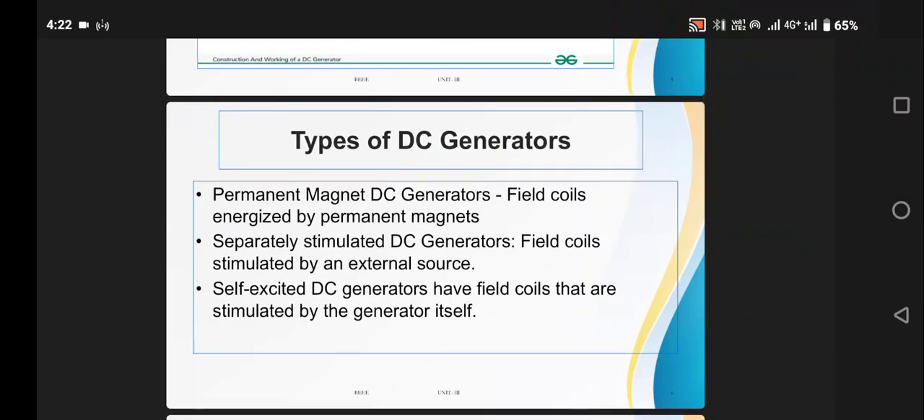There are varieties of DC generators available. If permanent magnets are used, they are called permanent magnet DC generators, where the field coils are energized by permanent magnets. The second category is separately excited DC generators, where the field coils are excited by an external source. The third variety is self-excited DC generators, where the field coils are excited by the generator itself.